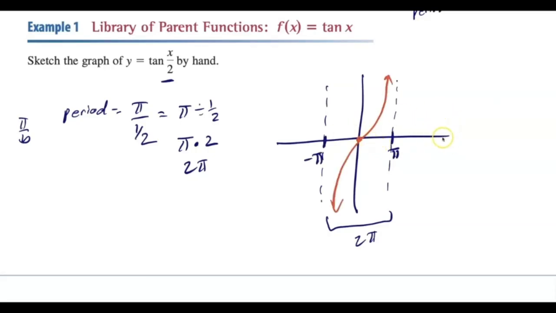If I want to draw another one here, we just have to figure out what the endpoint is. It's another 2 pi. We're at pi. You add 2 pi to that, you get 3 pi. Another one goes all the way to 3 pi. Halfway between would be 2 pi. And you have another graph. That's how we're going to graph a tan graph.